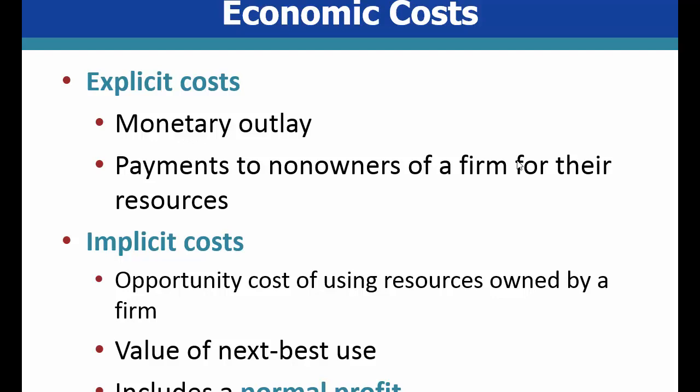So explicit costs are any costs that are paid out from your firm. They're actual costs of production. An example of something that is explicit would be payments to employees. It's anything that's an actual cash or a check or a credit card payment.